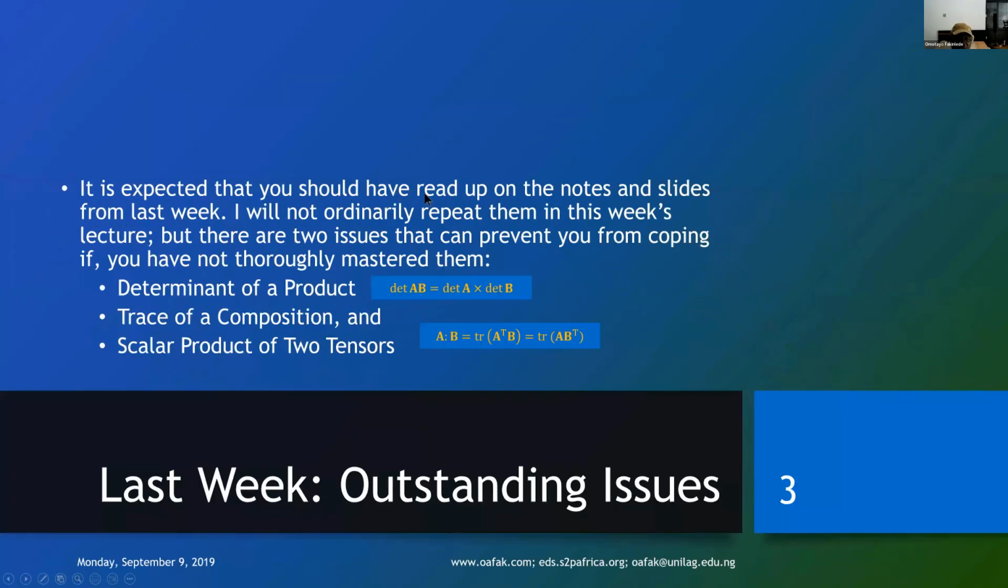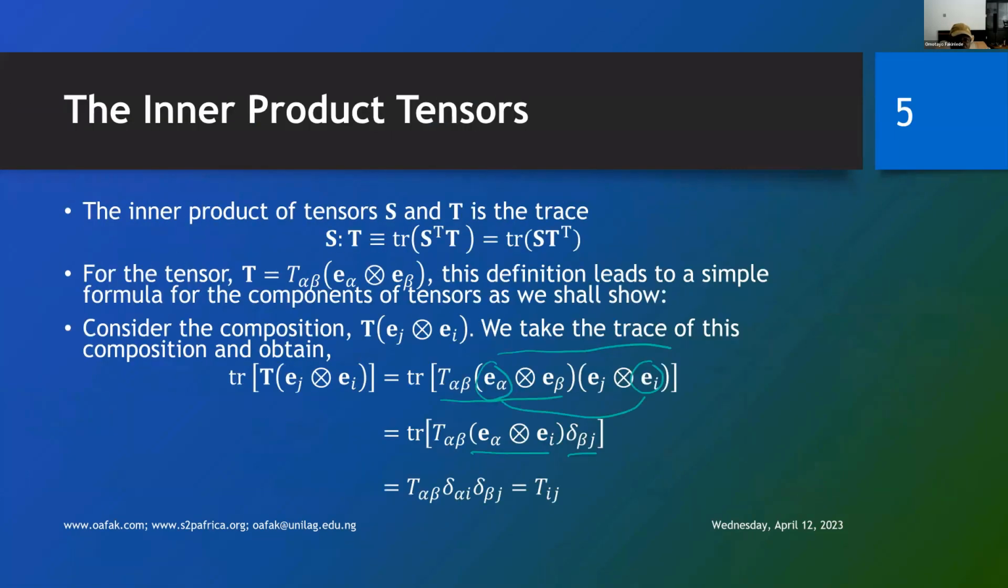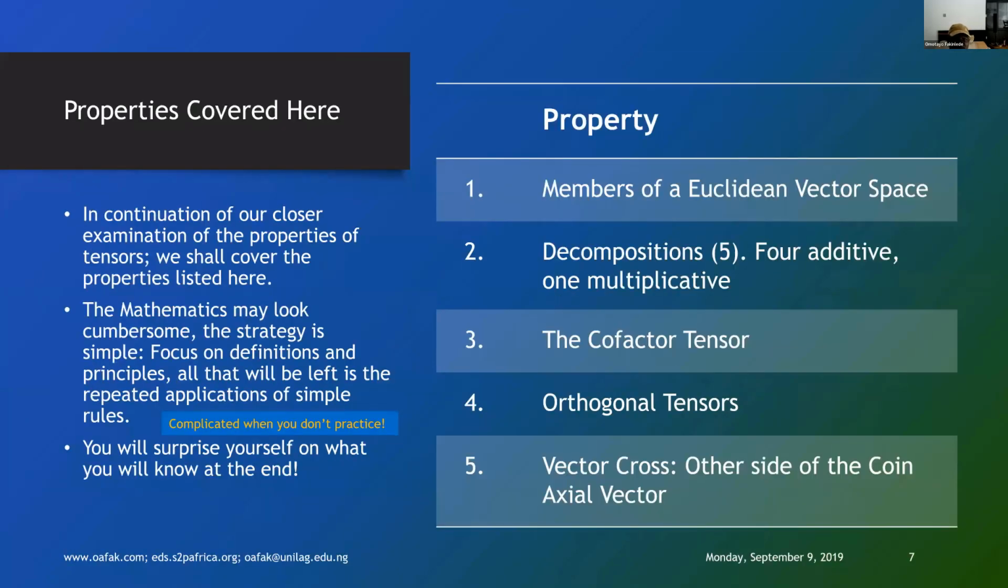It is expected that you should have read up on the notes and slides from last week. I will not ordinarily repeat them in this week's lecture. I've gone through all the things that we are discussing here, the inner product, the product of determinants and all those things. So let us see, what are we covering today? What I have on the menu today are 5 things.